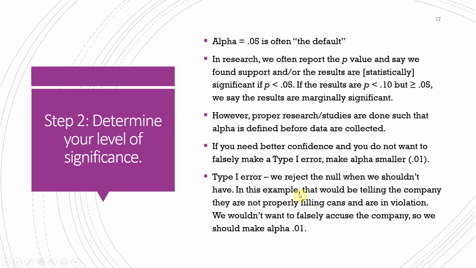In this example, think of how bad that would be, right? Because the null says that we're properly filling the can. So if we found significant results, we would be telling the company that they're not properly filling the cans and they're in violation. If you're in violation, usually you get a fine, you have to change your production processes, right? So we wouldn't want to falsely accuse this company of that. We want to be really conservative. We want to increase the likelihood that we are more confident in the results that we're making. So we want to make alpha smaller. We're going to set it as 0.01.